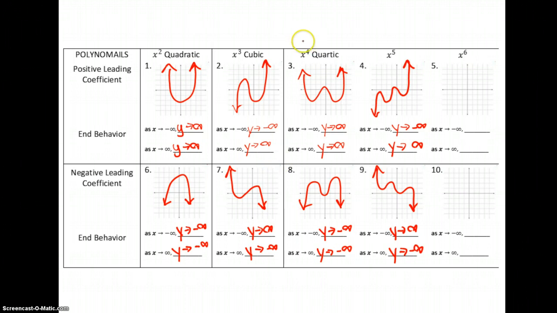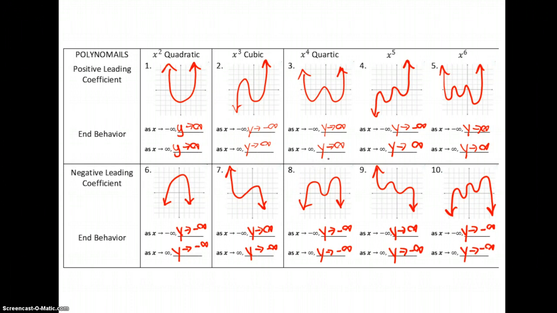And finally, a degree 6 should have 5 turns. Looks something like that. As x goes to negative or positive infinity, y goes up on both sides. And then down here, if we have a negative leading coefficient, both arrows are pointing down.